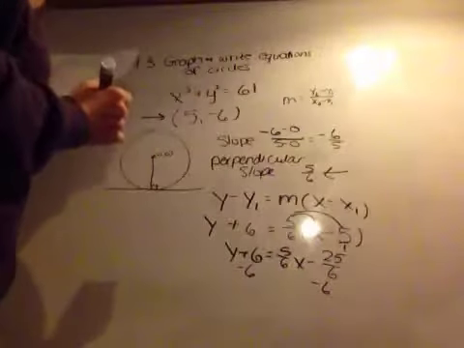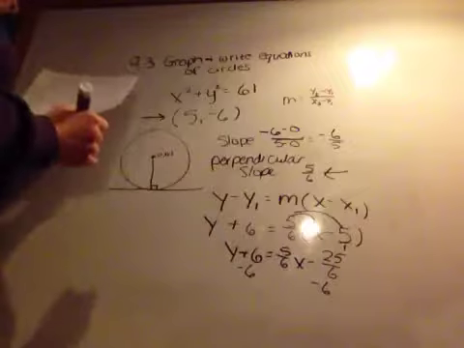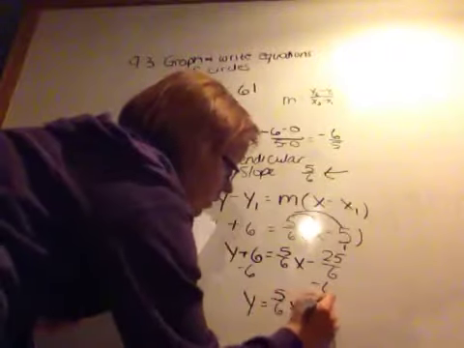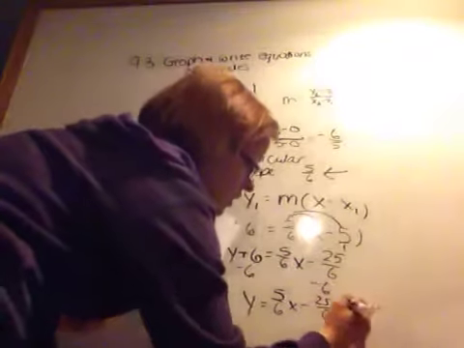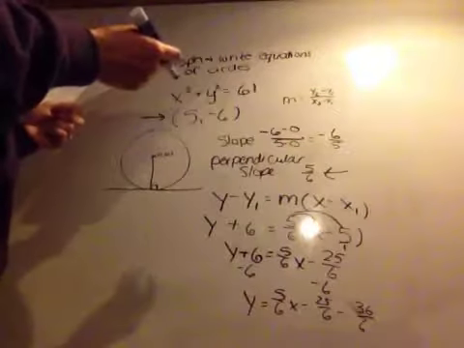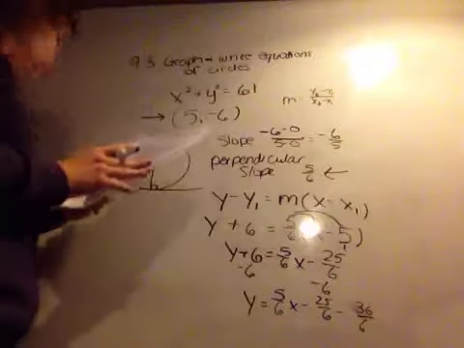So first thing I'm going to do is look at my answer choices and know that it cannot be A or D because they don't have the right slope. And so 6 is going to become 36/6. So it's going to become a pretty big negative number, which leads me to guess that it's going to be B, which it is.